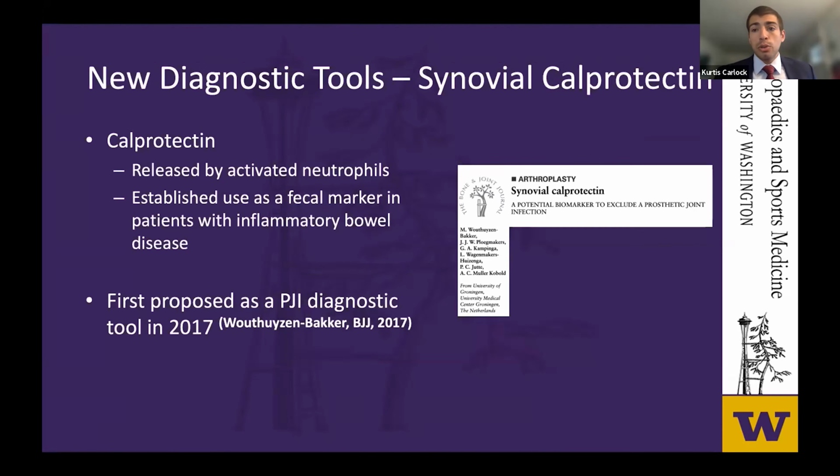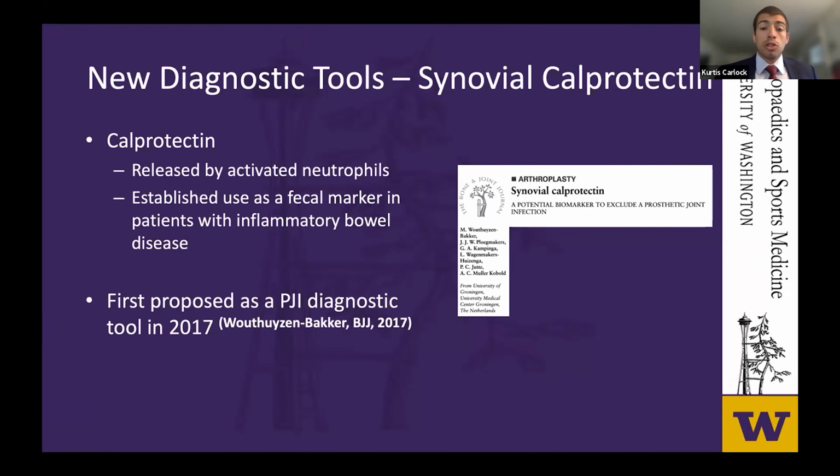And then the last new synovial marker that I mentioned is synovial calprotectin. This is a relatively newly developed diagnostic tool, relatively poorly studied to date. Calprotectin itself is another protein that's released by activated neutrophils. Really starting to see a trend there. The initial idea to begin examining it as a possible marker for PJI stemmed from its established use within the GI literature as a marker for inflammatory bowel disease.